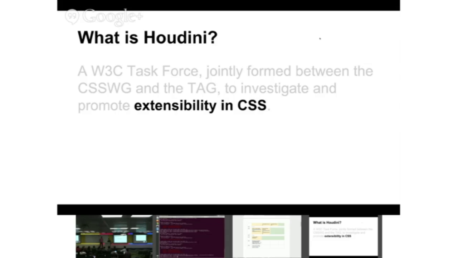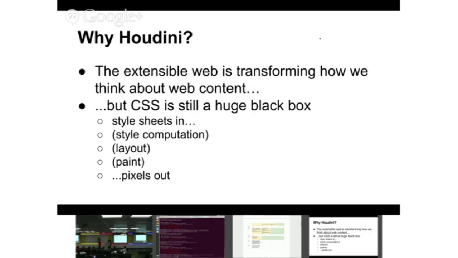And extensibility in CSS, what does that mean? Well, we've got this idea of the extensible web, right? This idea that we build all of our APIs on top of base level foundational APIs, and those foundational APIs are supposed to explain how the higher level APIs work. And we're supposed to give out access to those foundational APIs so that people can do low level things if they need to on the web. And this is really transforming the way that we think about web content and working on the web.